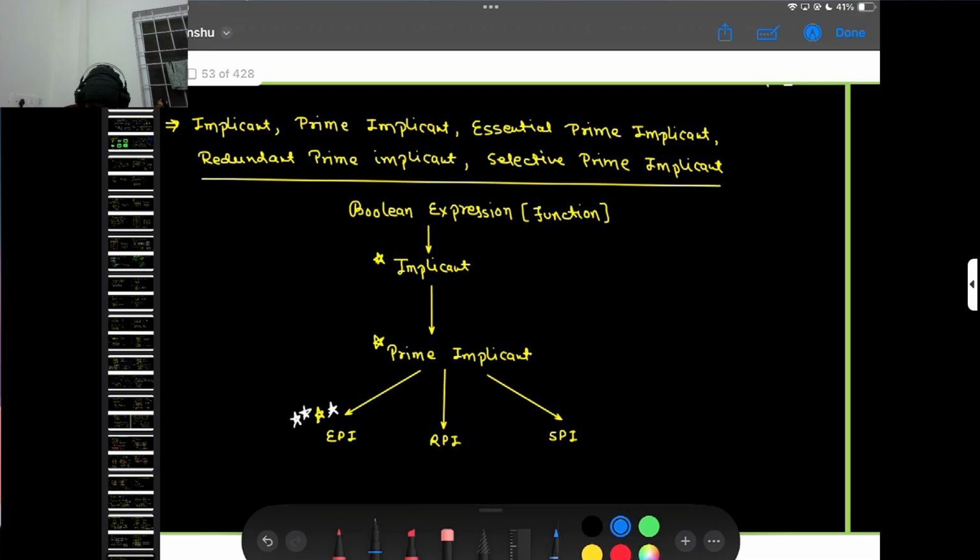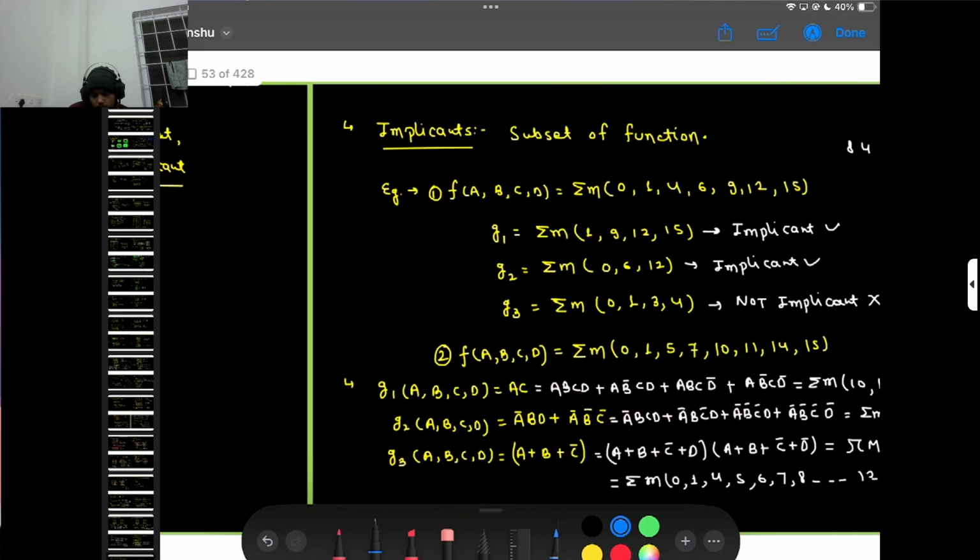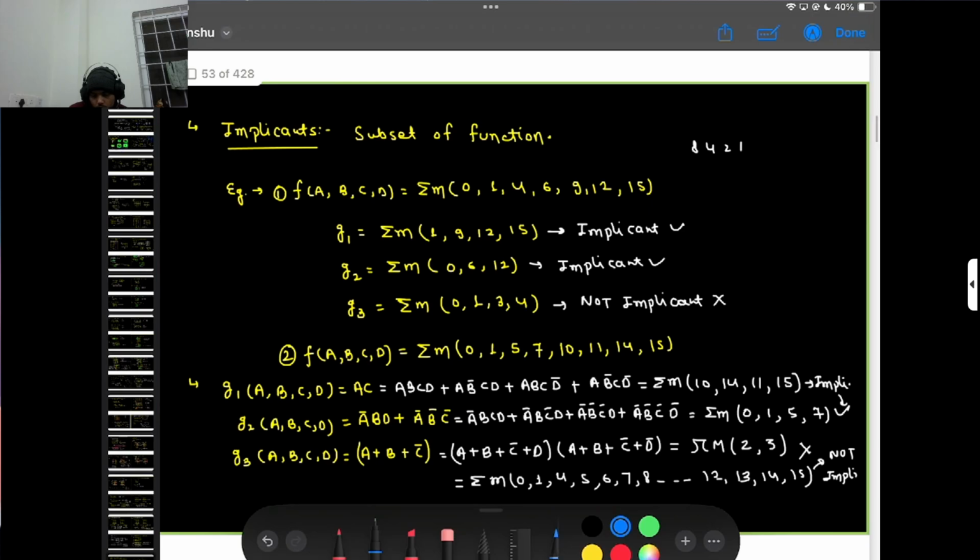Implicant, prime implicant, essential prime implicant. Now a new concept: implicant, prime implicant, essential prime implicant, redundant prime implicant, and also selective prime implicant. First implicant to prime implicant, and from prime implicant we decide whether it is EPI, RPI, or SPI. So this is implicant.